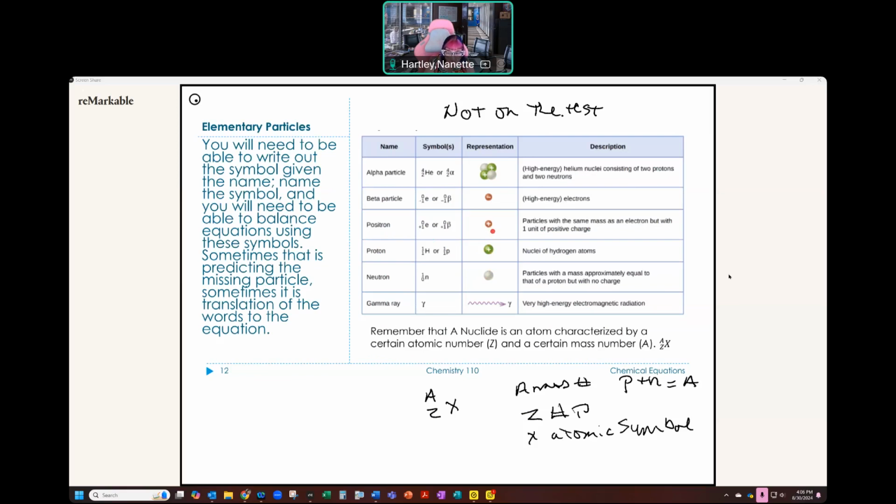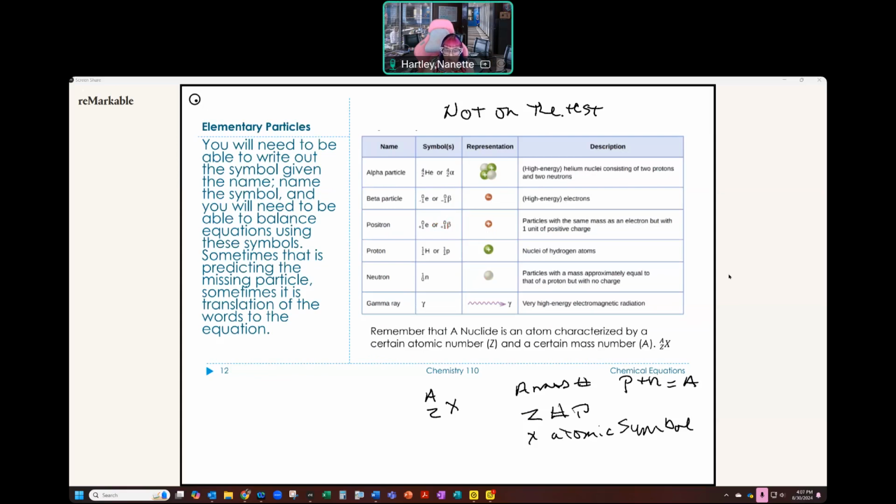They are actually electrons with a positive charge. So they're the same size as an electron, but they are positively charged. We symbolize them by saying either 0, positive 1e, or 0 plus 1 beta. Okay, so that's how we talk about our positrons. So tiny little guys, very little mass, but a plus 1 charge.